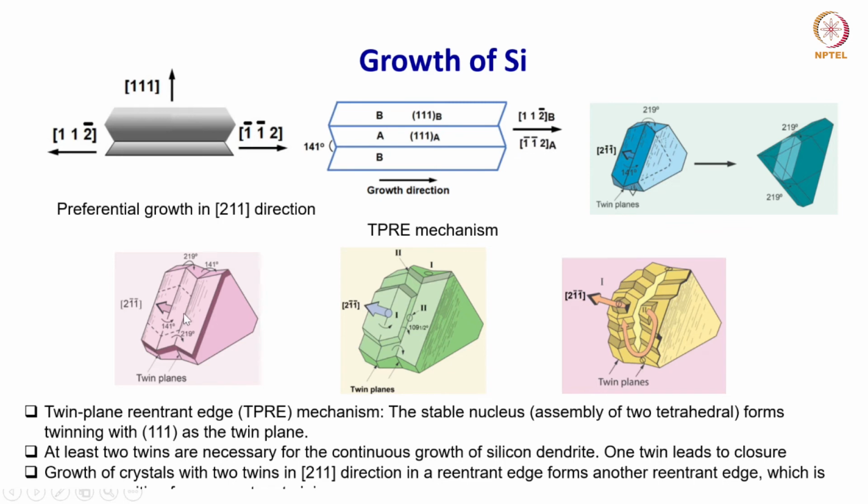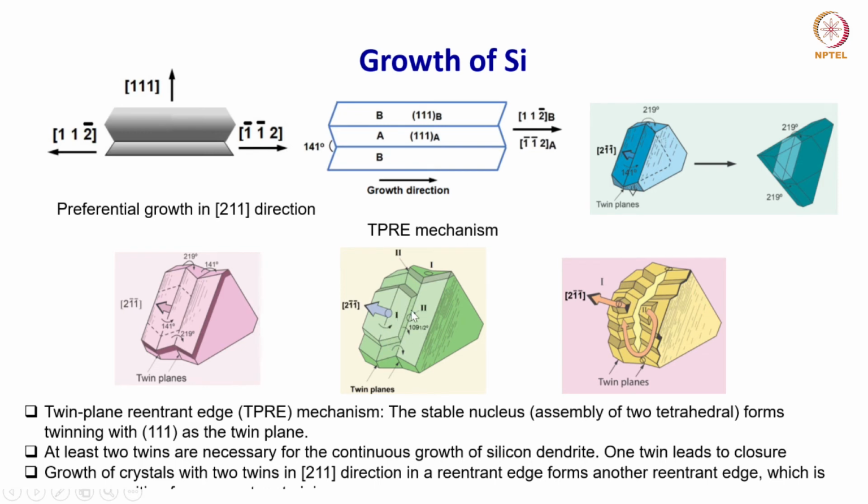So when the atoms get attached to this preferential nucleation site, more and more atoms will come and attach to this when it is growing in this particular direction only, because only when the growth happens in this direction would you have additional reentrant edges coming into the picture, and therefore providing more and more nucleation sites for the crystal to grow.